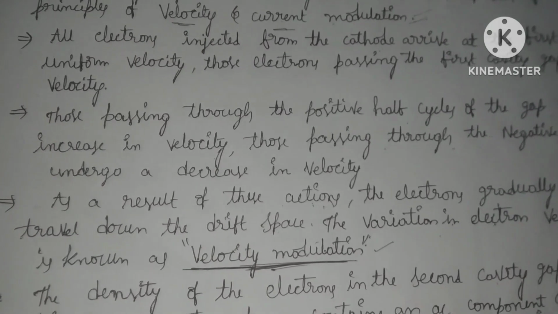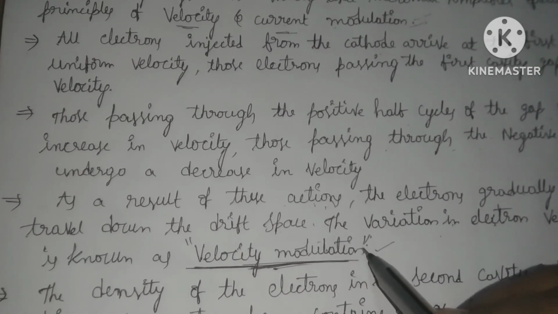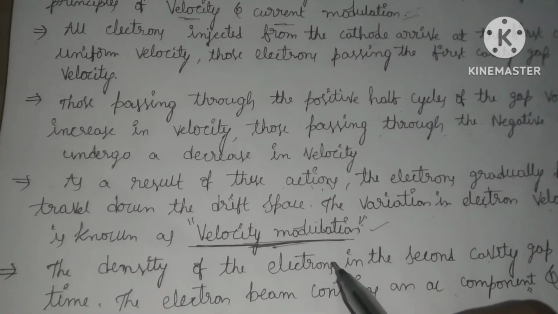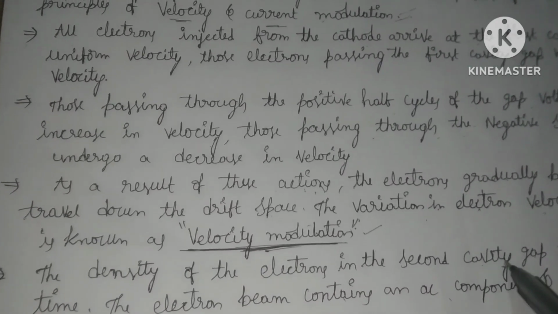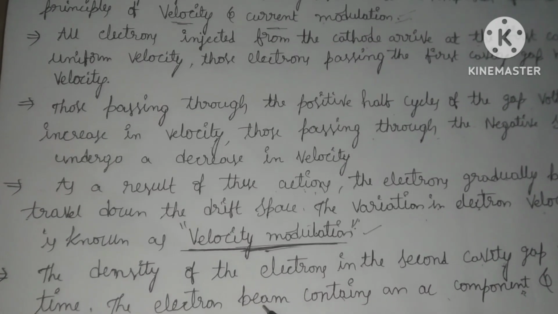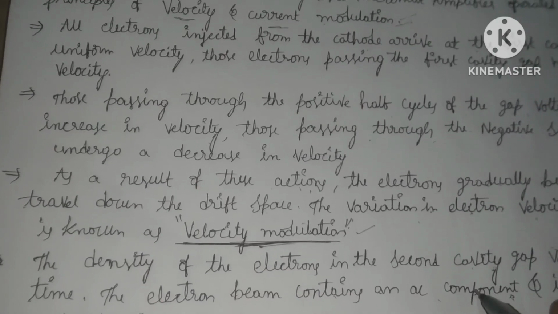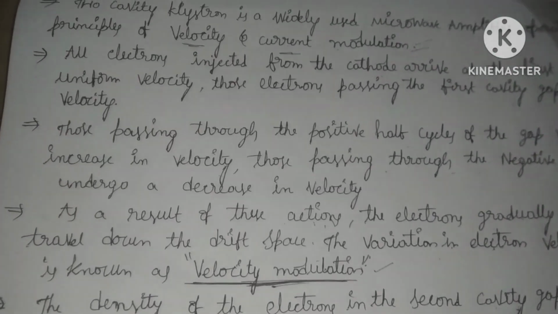The variation in electron velocity is known as velocity modulation. And the density of the electrons in the second cavity gap varies with time. The electron beam contains an AC component now, and it is said to be current modulated.